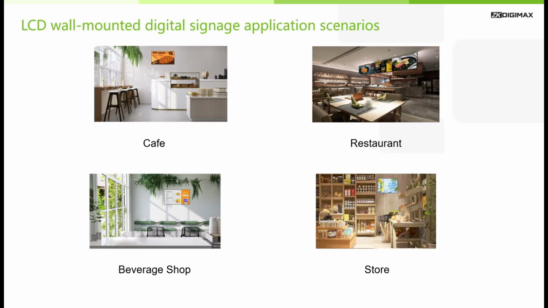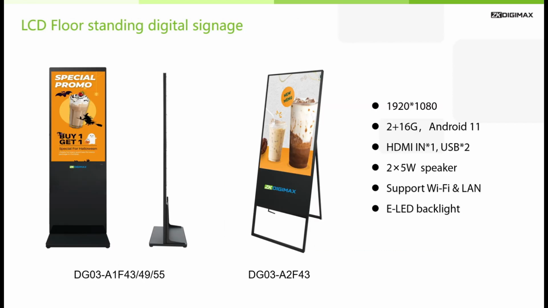So these are the scenarios where we can use these digital signages. Even in a cafe, for example, in McDonald's, KFC, everywhere we will see this kind of digital signage. They will display the list of the foods, the prices and everything. So in a cafe, and even a restaurant, they can display their food menu and dishes and everything. Then beverage shops, then stores also they can use.